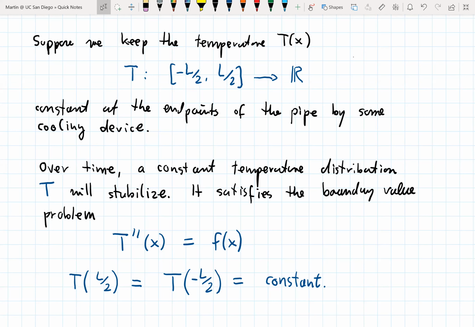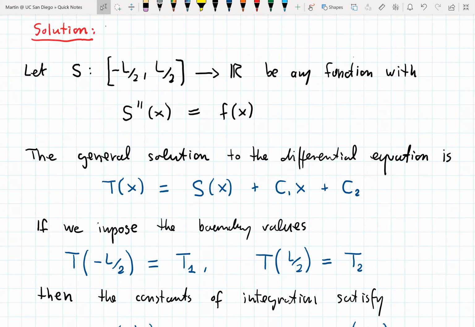Fortunately, the differential equation is fairly simple and we can explicitly solve it. The solution to that boundary value problem works as follows. So let's suppose I've got a function f, which is defined on the interval from minus L over 2 up to L over 2. And I impose that a function s satisfies the differential equation without any boundary values. So s prime prime of x equals f of x. Fortunately, for that simple differential equation, it is fairly easy to find a function s which satisfies that.